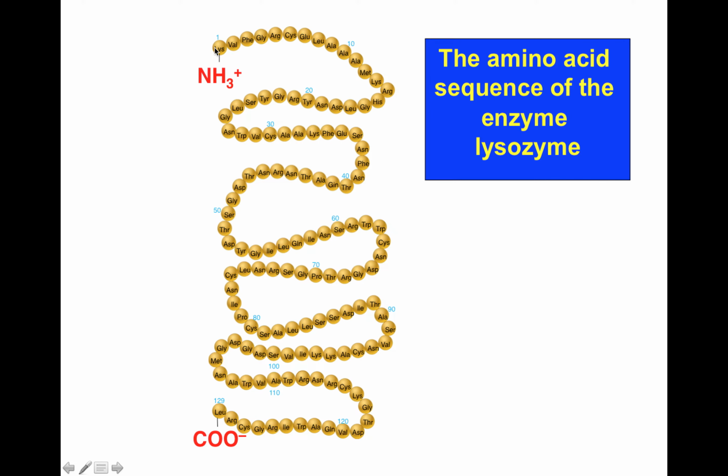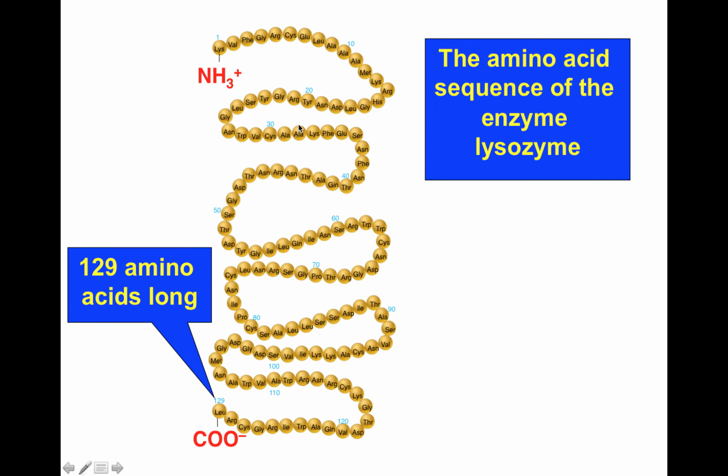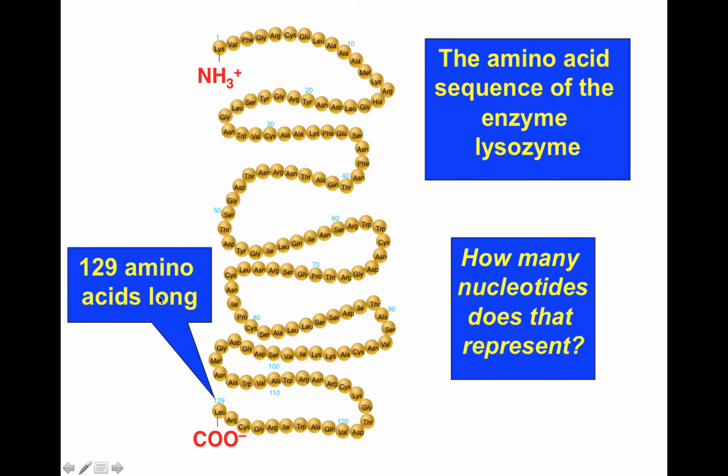So the amino terminal of a polypeptide is the first amino acid laid down, and the carboxy terminal is the last amino acid to be added to the growing chain. This polypeptide chain is 129 amino acids long. How many nucleotides does that represent? How many nucleotides do you need to encode one amino acid? 3. So 129 amino acids times 3 nucleotides per amino acid equals 387 nucleotides.